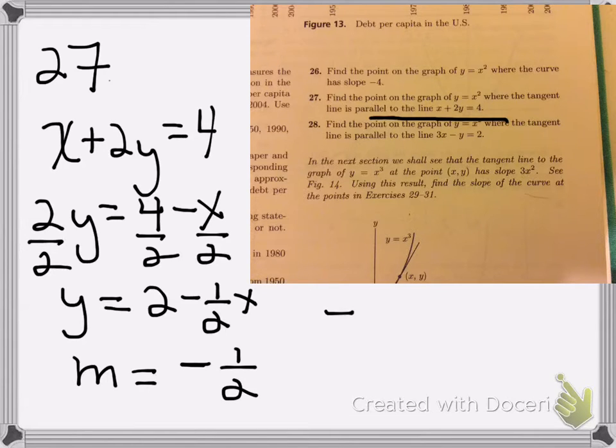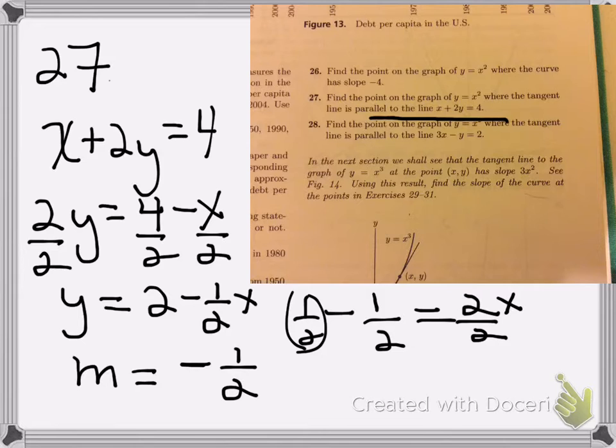So if my slope is negative 1/2, that has to equal 2x. Divide by 2, which is like multiplying by 1/2. That means my x is going to be negative 1/4. If my x is negative 1/4, my y will be the square of that, which is positive 1/16, and that is my point. Okay, the next question is very similar, so let's do 28 on the next slide.